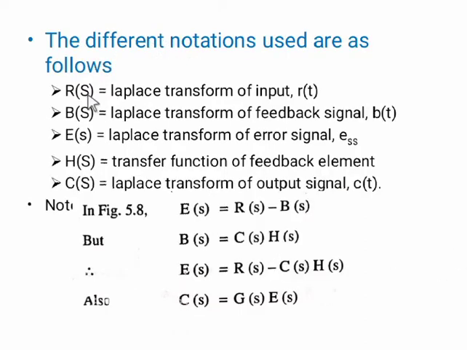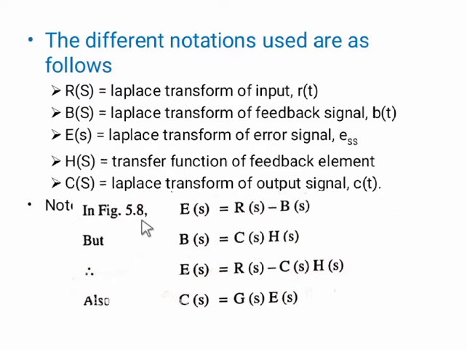So here R(s) is the Laplace transform of the input, which is r(t). In time domain, input is r(t), but its Laplace transform in the s domain becomes capital R(s). This is the notation of the parameters. B(s) is the Laplace transform of the feedback signal b(t). E(s) is the Laplace transform of the error signal e(t). H(s) is the transfer function of the feedback element, and C(s) is the Laplace transform of the output signal c(t).